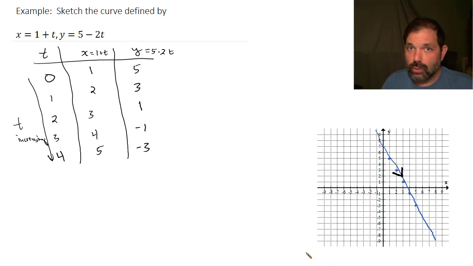If I had the direction reversed, that would be a different set of equations that describe the curve. So we have to be very careful with parametric curves. When we're sketching them, we must draw them with direction. Let's do one more thing with this. Let's do what is called eliminating the parameter.